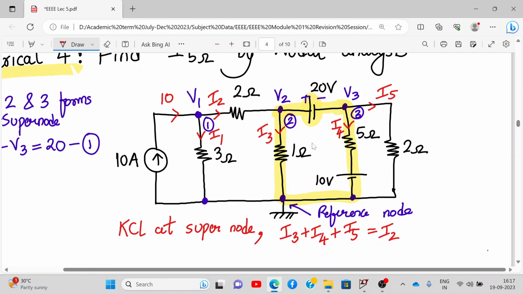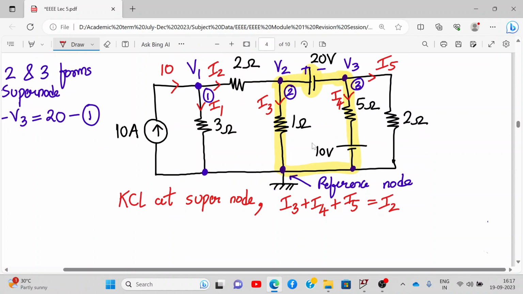You treat both the nodes as one node only. So what are the currents which we have written over here? I2 is the incoming current, I3 outgoing, I4 outgoing, I5 outgoing. So this is how we can define the currents. And now it's very easy to write the currents. So I3 will be V2 upon 1. I4 will be V3, here it's plus and minus, V3 minus 10.